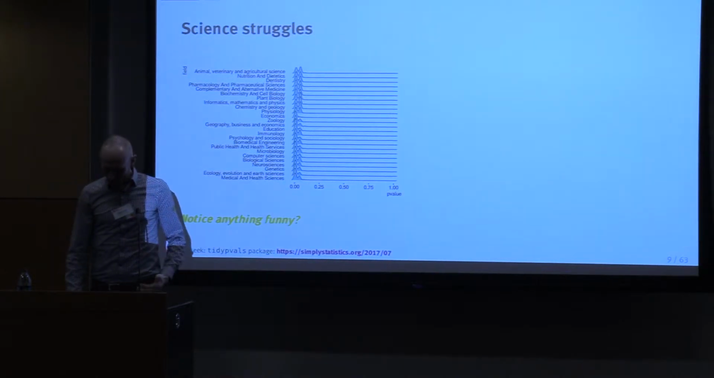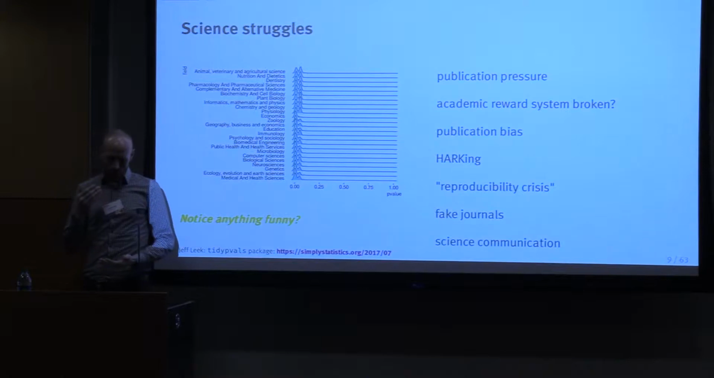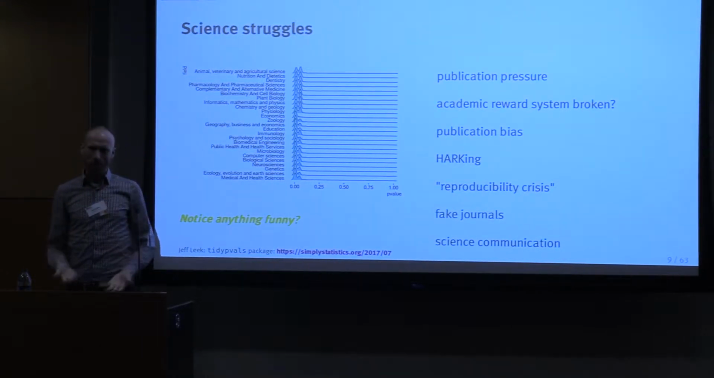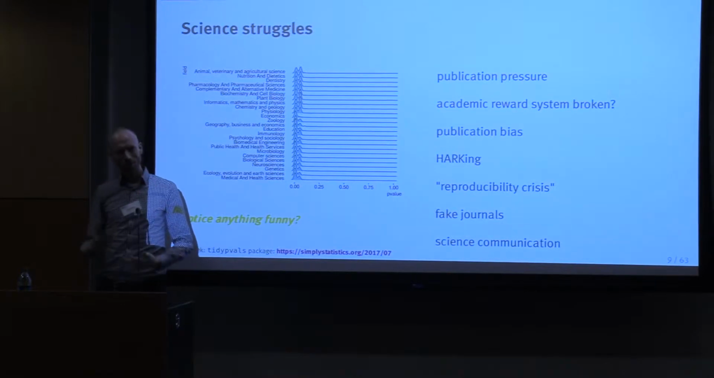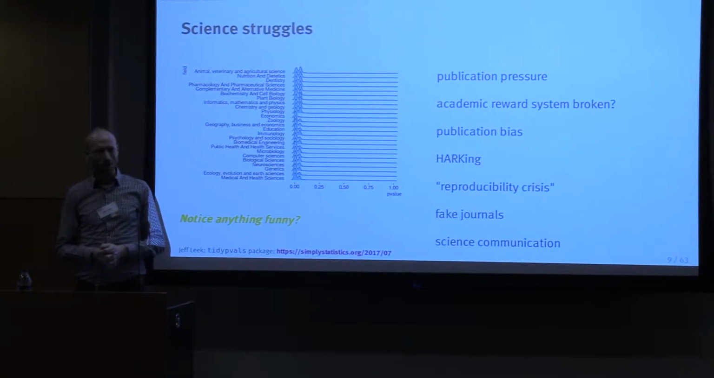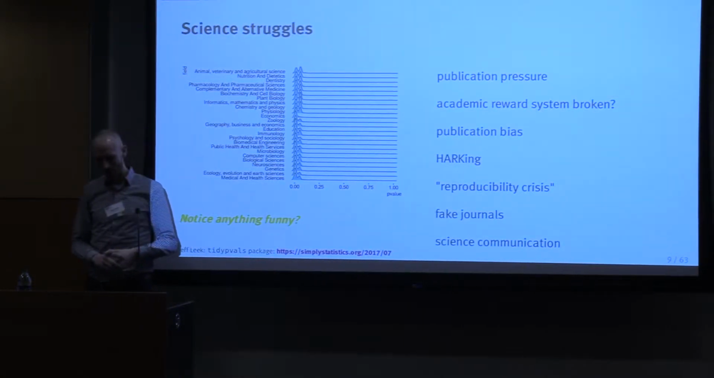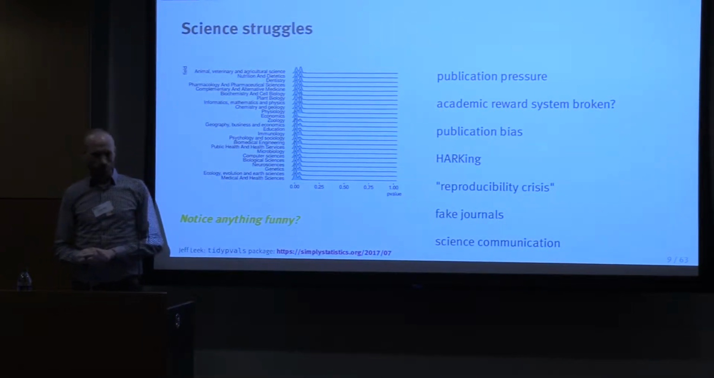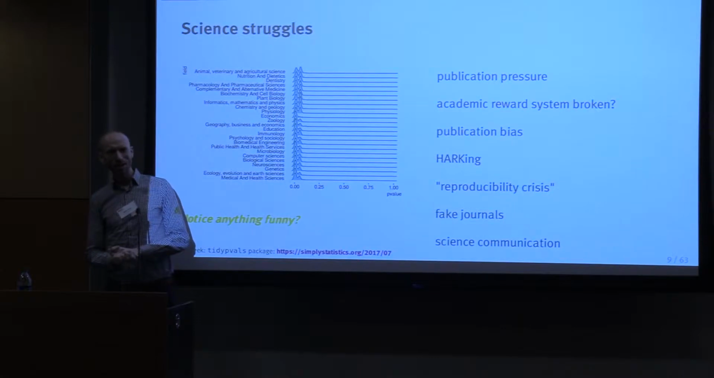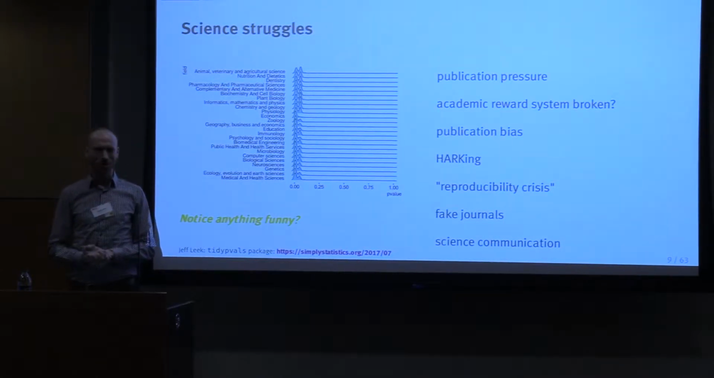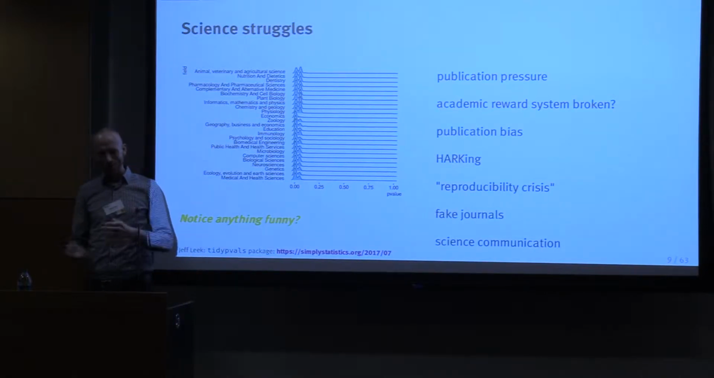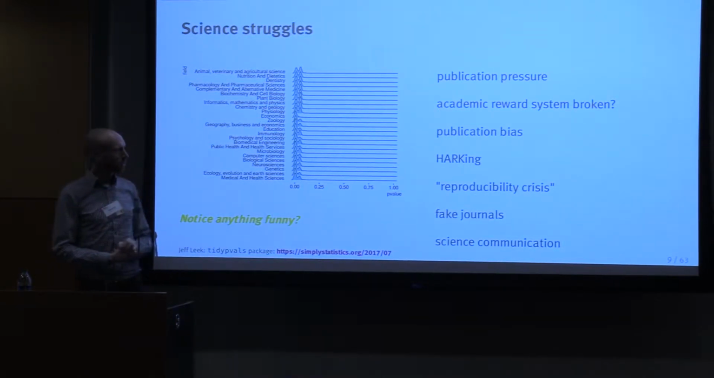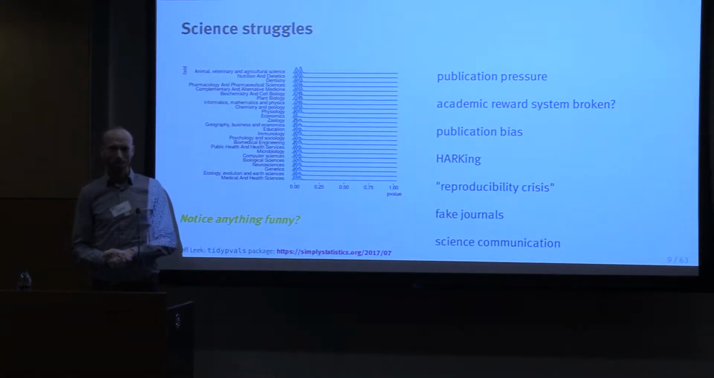So what do I mean with science struggles? We work in a field where there's publication pressure. We need to publish our results to get funding, to get the next job. You could say that the academic reward system is broken a bit, and that pushes us in this direction. We have the publication bias, for which this is a nice illustration. We have HARKing, where people, maybe not intentionally, effectively cheat because they collect data and then restructure their analysis, or come up with a new hypothesis. HARKing, if you don't know the term, stands for hypothesizing after results are known.